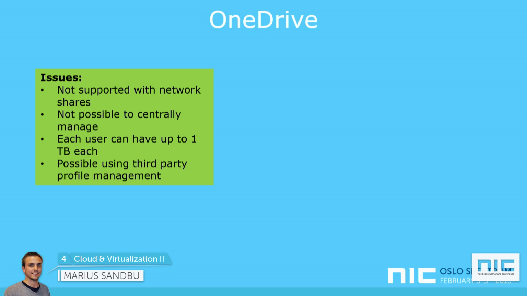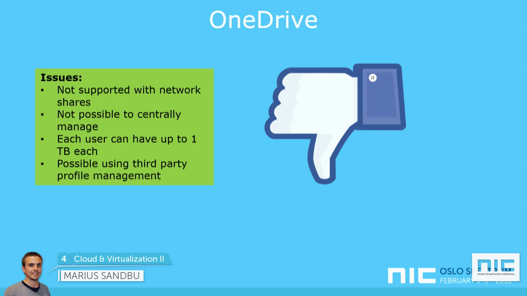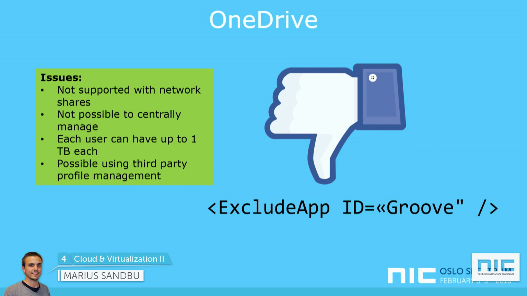Each user can have up to 1 terabyte of data now. So if you install it in an RDS environment and the users start syncing all their data, you might get a storage problem, right? Now it's possible to manage it using third-party tools, but in most cases I do not recommend installing it in an RDS environment. A simple way to do it is to add this line to the configuration XML file when you're installing it, which will basically exclude OneDrive from installing. It was called Groove before it was renamed to SkyDrive and then OneDrive.